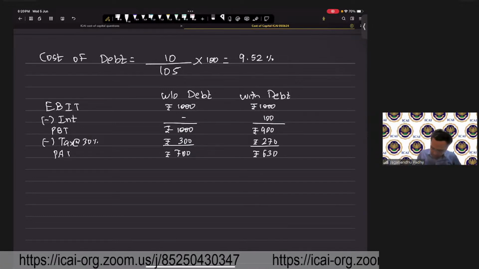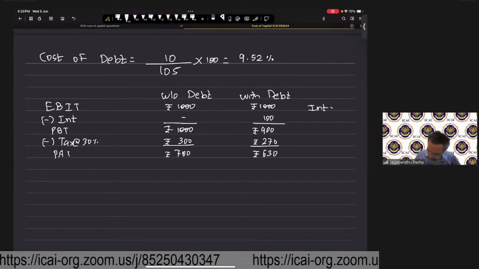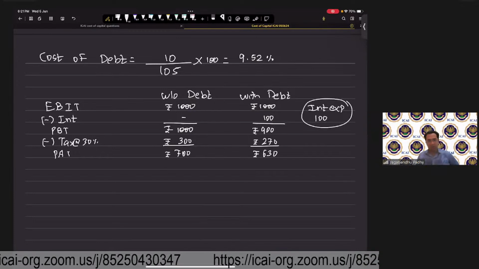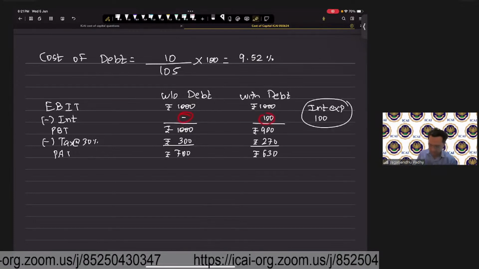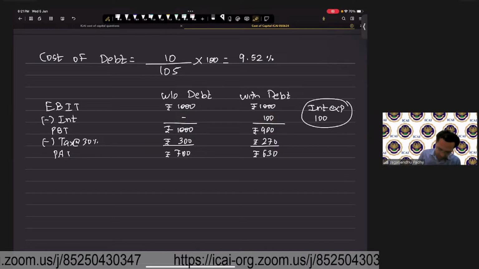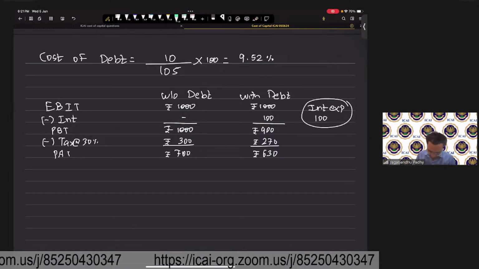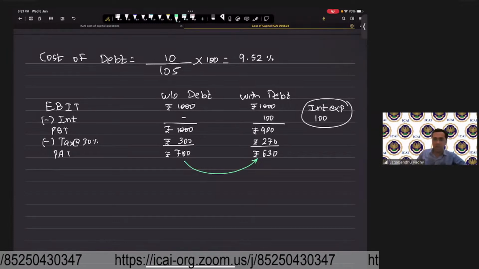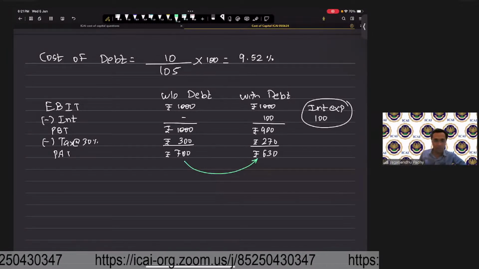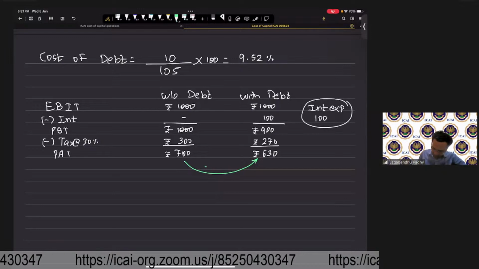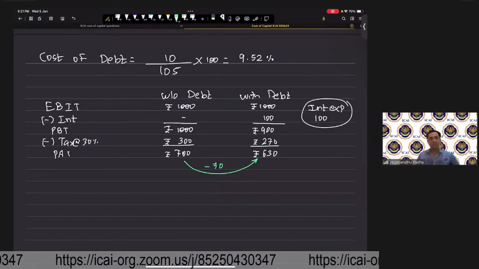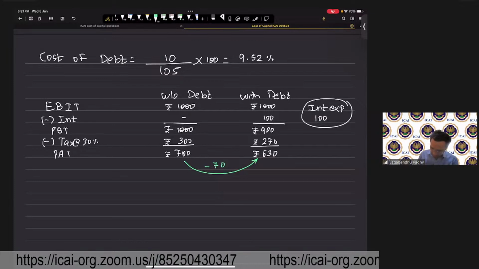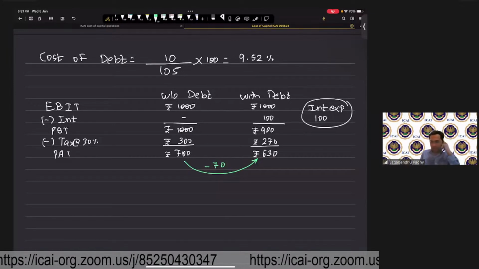If I ask you, what is the interest expense? Interest expense is 100 rupees, because you observe that interest over here is charged as 100. But wait a minute, just have a look at the PAT figure. By what amount has the PAT reduced? PAT has reduced by just 70. Am I right? PAT has been reduced by just 70.